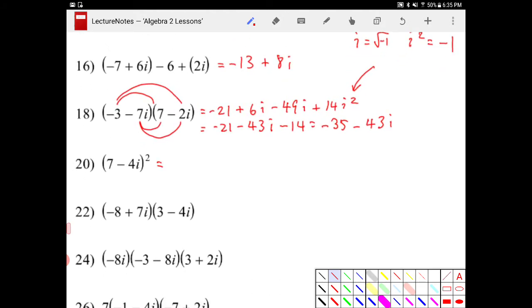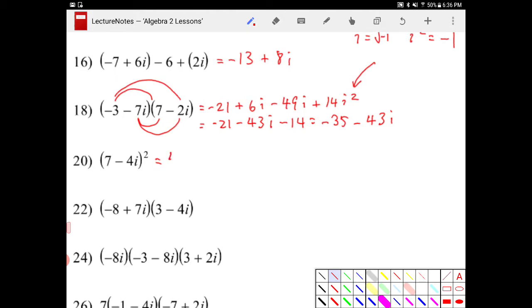The next part here, I have 7 minus 4i squared. This is a perfect square. I can multiply this by using structure. So this is 49 minus 56i, and then plus 16i squared. And knowing that i squared becomes negative 1, this is really 49 minus 56i minus 16. And this becomes 33 minus 56i.